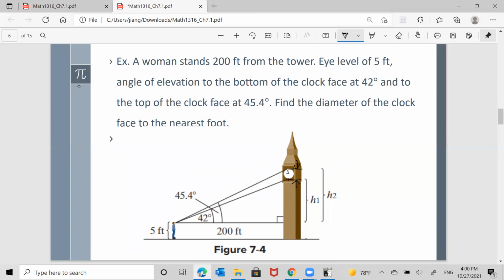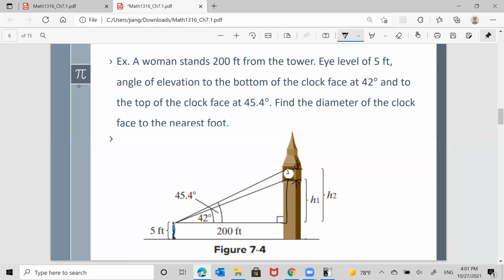And here is a right triangle, and the distance from here to here we can make H1. And in the bigger triangle, we can assume from here to here is H2. So the diameter of the clock face equals H2 minus H1. It's easy for us to find H1 and H2 because they are in right triangles. So how to find H1 and H2?